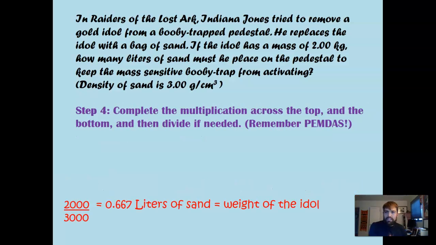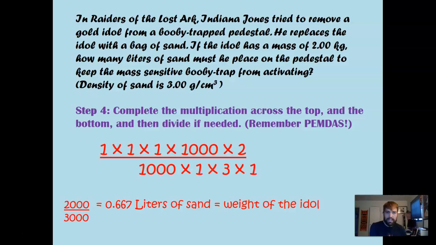So the final step is, then we have to complete the multiplication across the top and bottom and then divide if needed. Remember PEMDAS. Everyone should know that by now. So 200 divided by 3,000 is 0.667 liters of sand, which is the weight of the idol. And this is how you just multiplied everything on top and everything on bottom. Okay, so you don't really need to worry about the actual numbers until the very end. Just focus on the units.